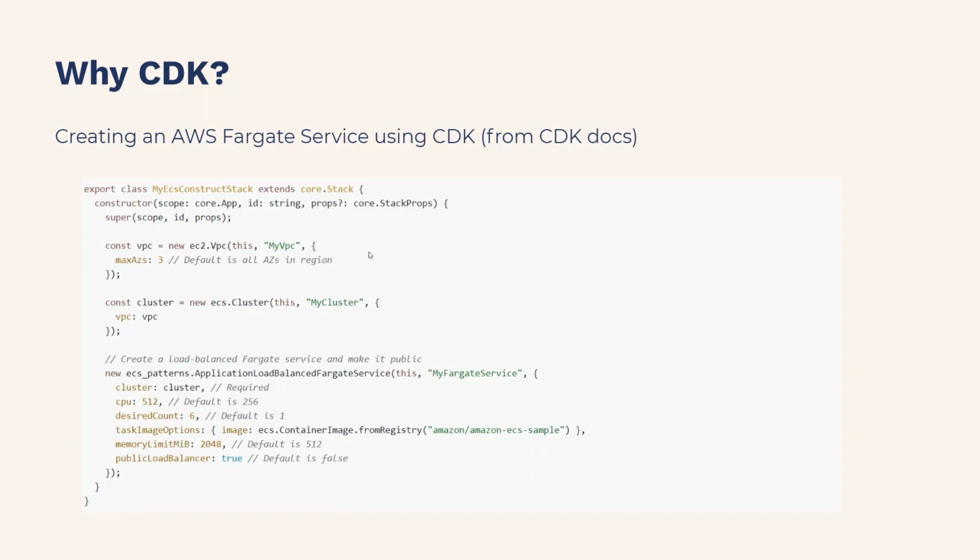a stack, and inside of this, we're essentially constructing a VPC. We're also constructing an ECS cluster, as well as a Fargate service that is load balanced and that is public, right? So it's just a few lines of code with a few properties and configuration, right? Looks simple enough. Now, if you take a look at the CloudFormation example, where we essentially try to generate the same ECS resource, you can notice something very interesting.